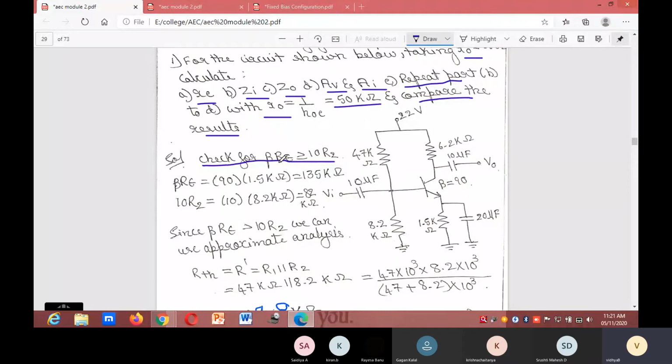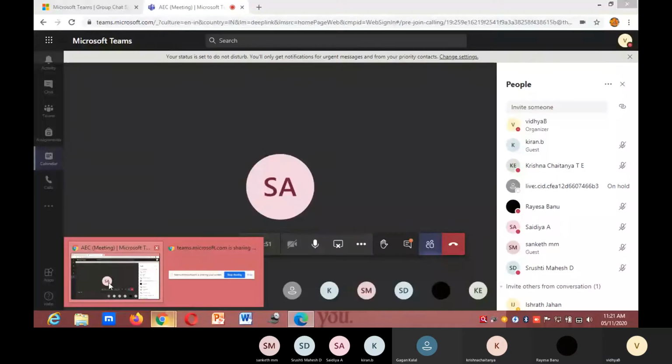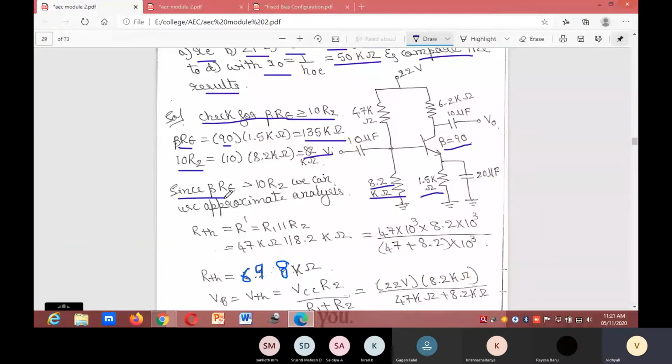We know the value of beta, that is beta value is 90. They have given in the figure beta value as 90. What about RE? RE value they have given 1.5 kilo ohm. So you will get beta into RE 135 kilo ohm. Next is 10 R2, 10 into R2. R2 value is 8.2 kilo ohm, so you'll get 82 kilo ohm for 10 R2. Okay, since beta RE is greater than 10 R2, we can use the approximate analysis.